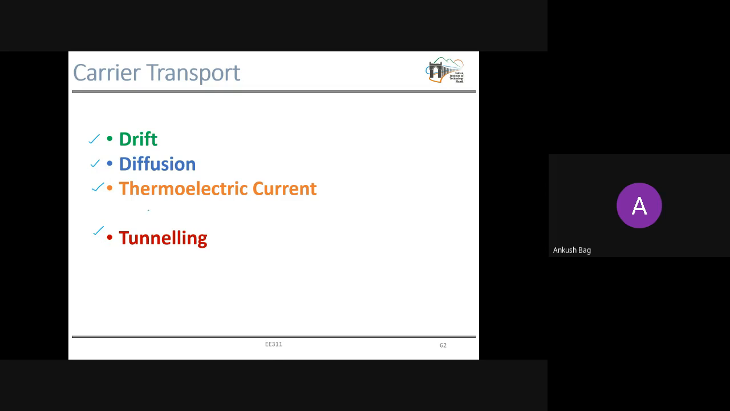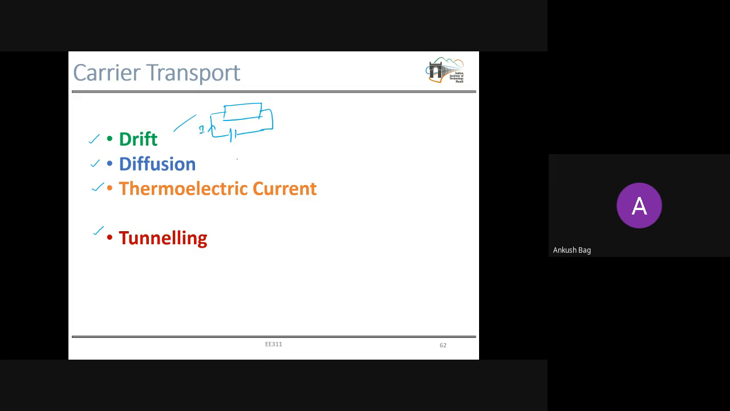Once again, let me quickly define these with some examples. For drift, you know that if we take a semiconductor bar and apply some voltage across it, the carriers will have drift transport and we'll get current.